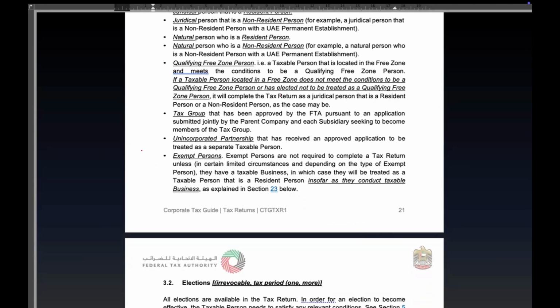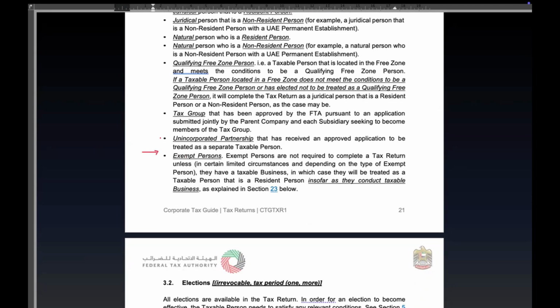Here, if the exempt person is conducting any commercial activity, they will be liable to submit the return as well. By default, some exempt persons are exempt from corporate tax. Some are exempt, but they need to register and then apply for exemption. A government entity or government controlled entity is by default exempt, but if they are doing any commercial activity, they will be liable to submit the return. This is the reason they have included the exempt person here as well.